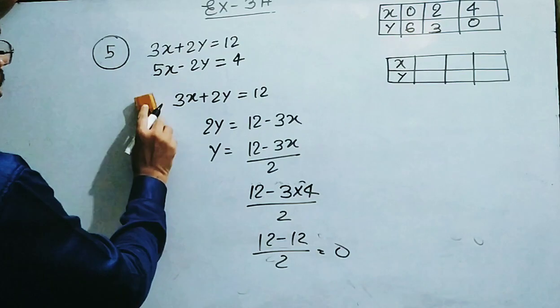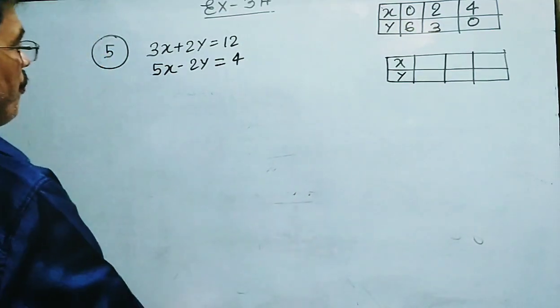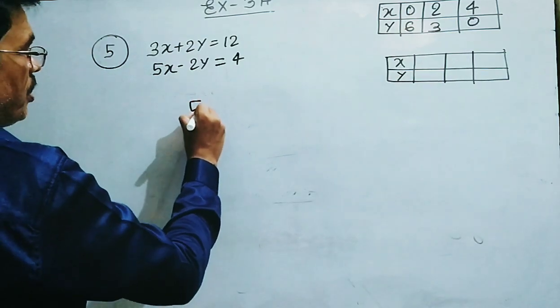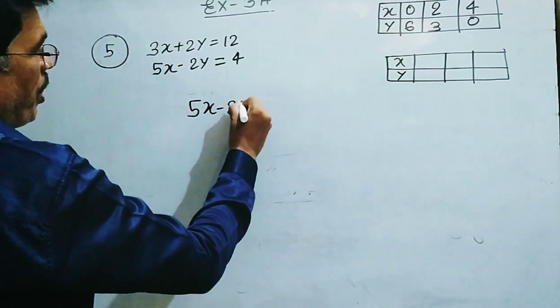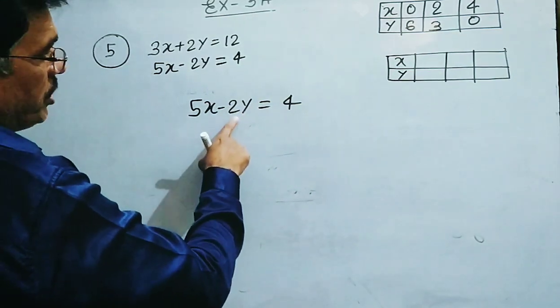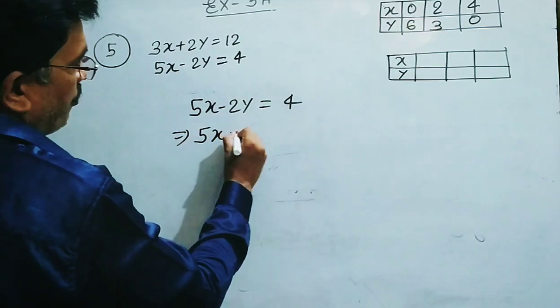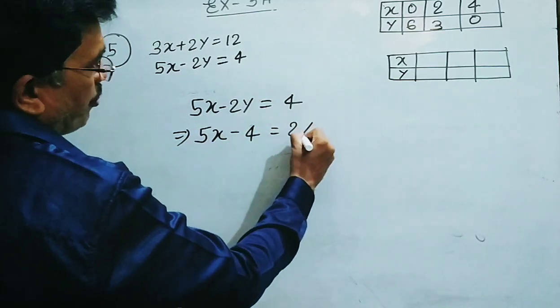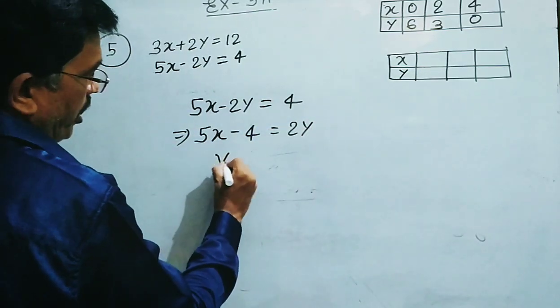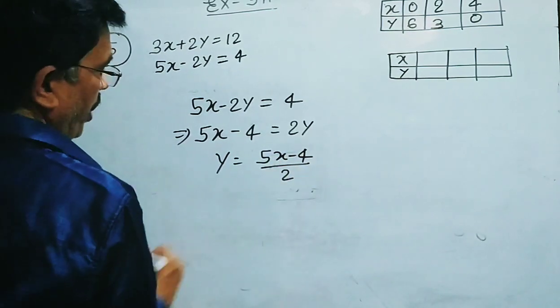And now solve the next equation, that is 5x minus 2y is equal to 4. Here 2y is negative, so you write this as 5x minus 4 is equal to 2y. Then what is y? Then y is equal to (5x minus 4) by 2.